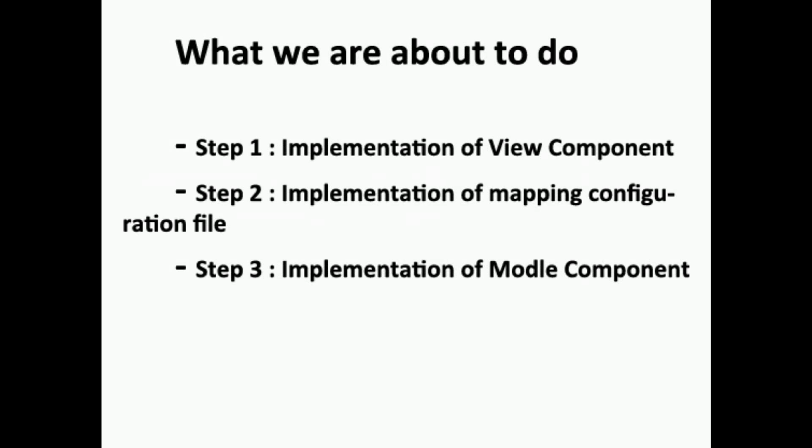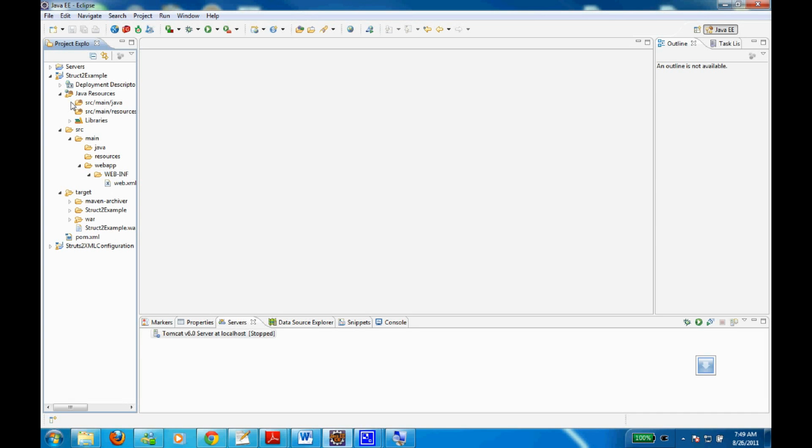Now, in this third part, we are going to follow these steps: implementing the web view component of our application, and then adding the struts.xml configuration file which contains mapping configuration for our project, and then we will implement the model component of our application, which will be implemented using an action class. Let's start implementing the view component of our application.